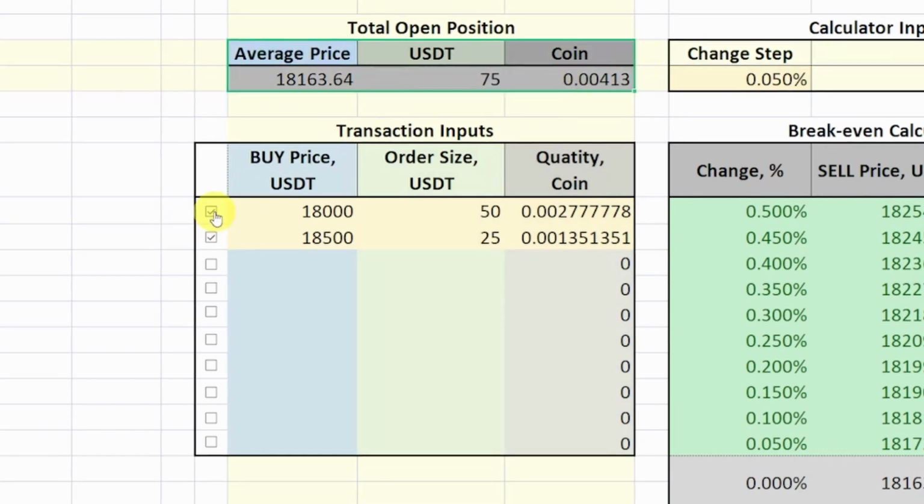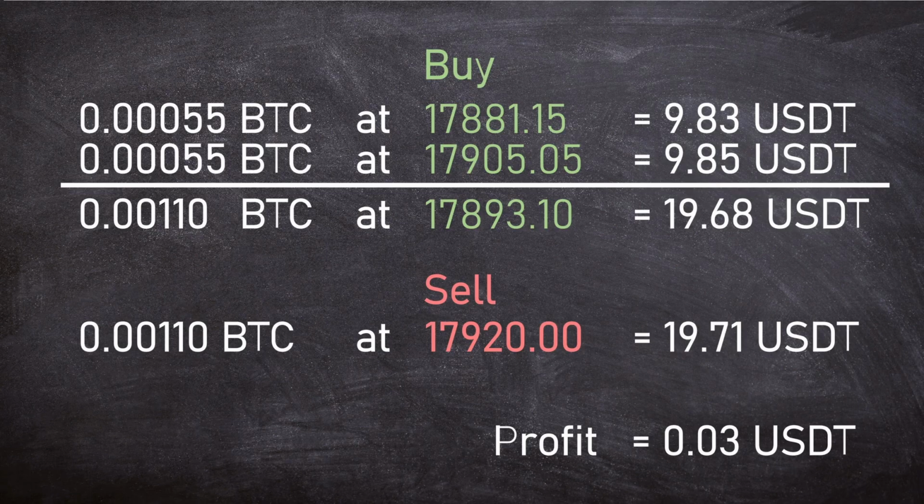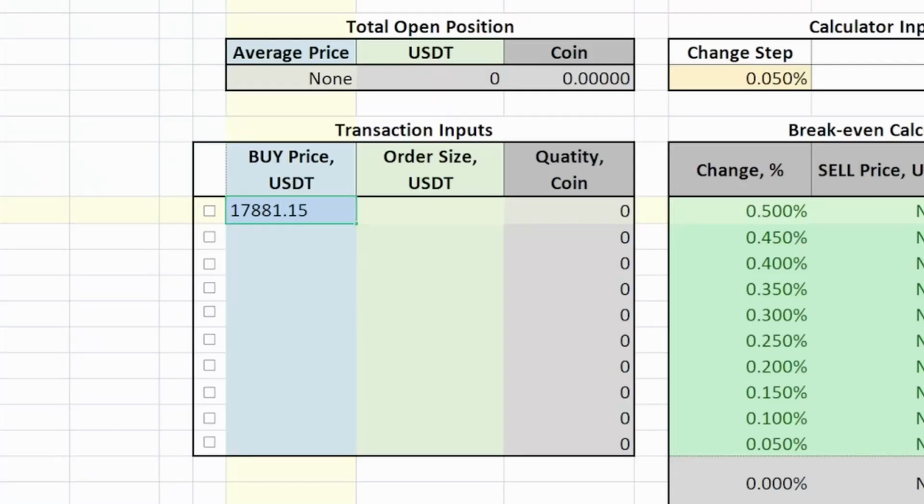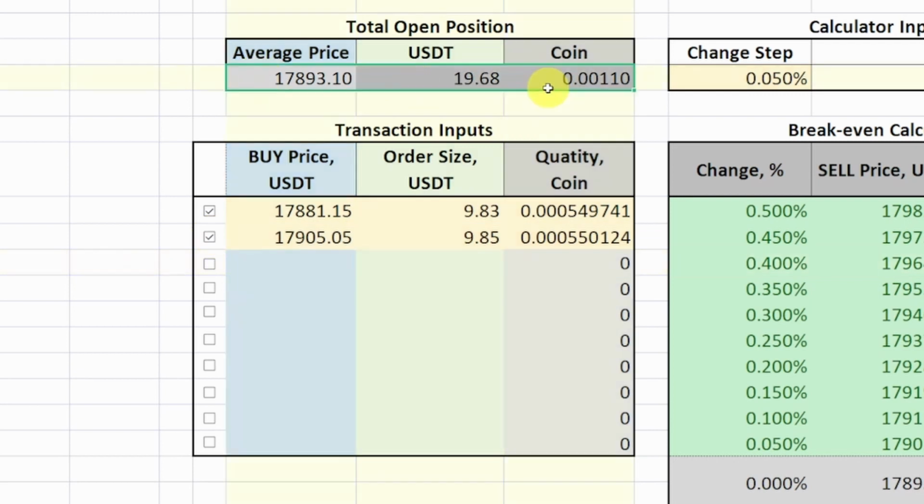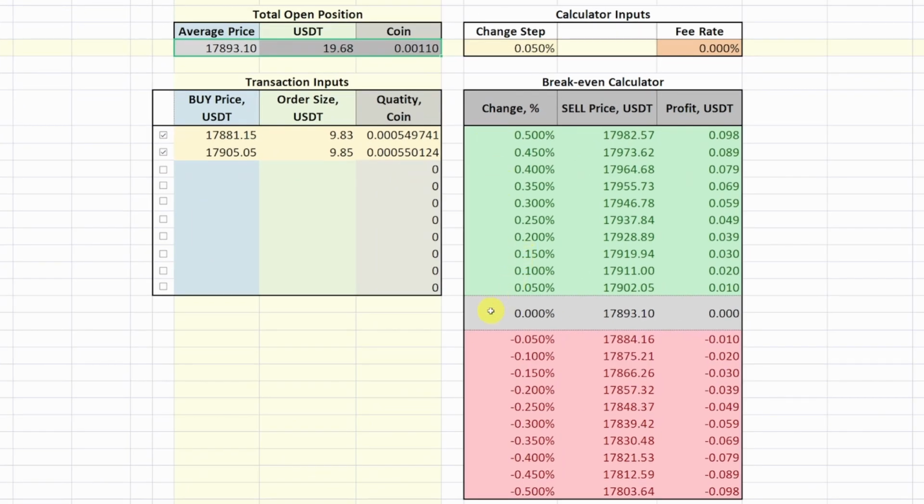Let's again use the infamous 3-cent trade to verify that this actually works. The first buy transaction gives me the numbers you would absolutely expect. Now the second buy gives us this. Let's move over to the right side now. In the middle, in the gray line, you have the break-even price for the current total open position. Above in green, you have 10 different sell price options, along with the required change percentages and potential profits. Below in red, just in case, you have 10 sell price options that would result in a loss.